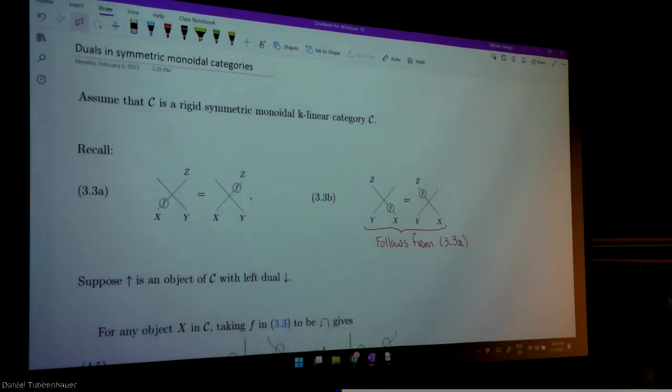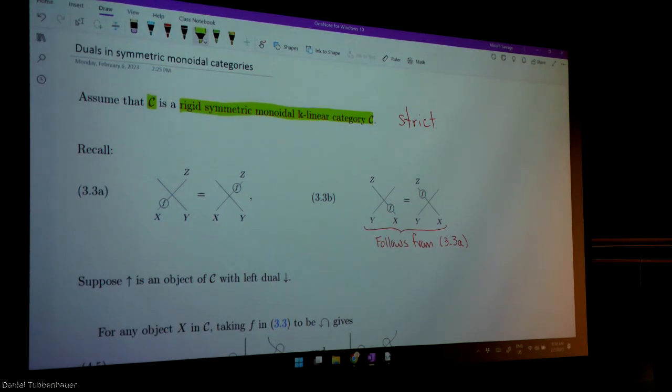Okay, so we've discussed symmetry and duality, but now where things really get interesting is where you put the two together. We want a category to have both symmetry and duality, and we want to see how those two things play with each other. So now we're going to assume throughout here that C is a rigid, symmetric, monoidal, k-linear category. I should also say strict.